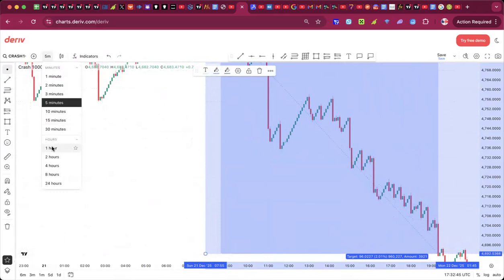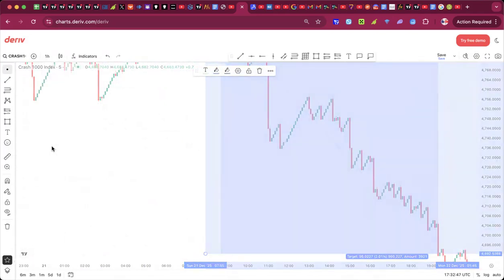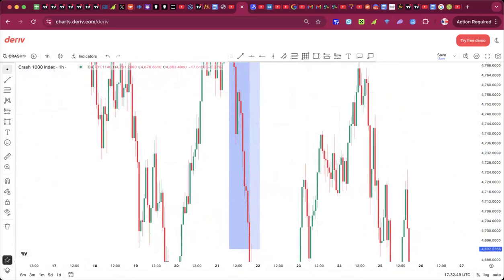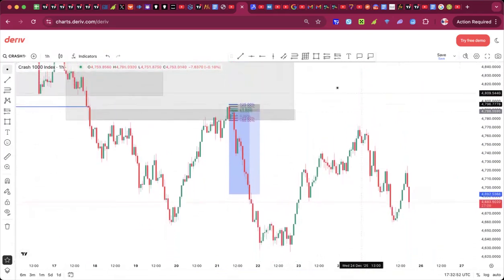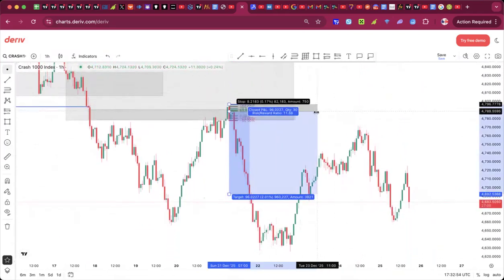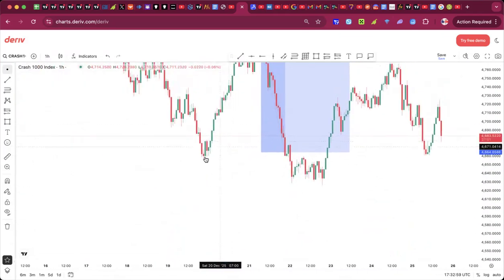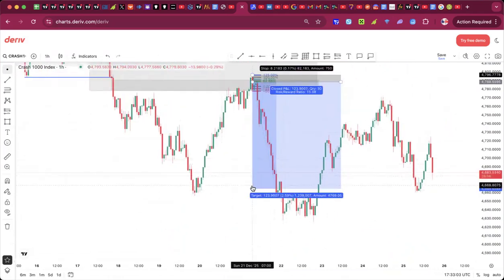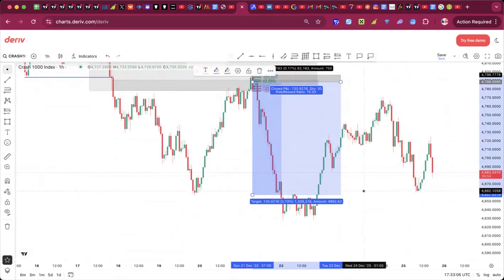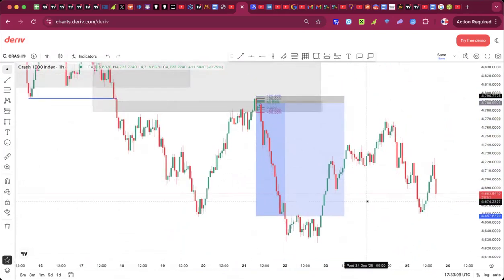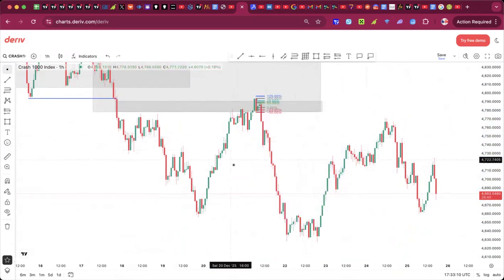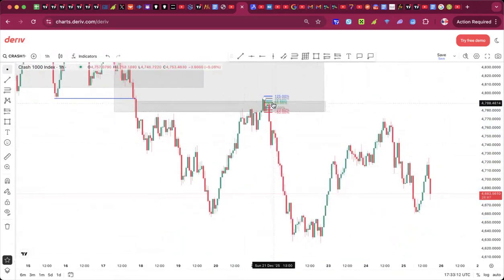So let's return back to the 1 hour. Crash 1000 gives you more ways to minimize and reduce your stop loss. So you'll be targeting here. That is 123 points. So if you use like 2, 3 positions, that's going to be a massive one. So let's go on again. That's in 1 hour. So we'll have a break of structure here.